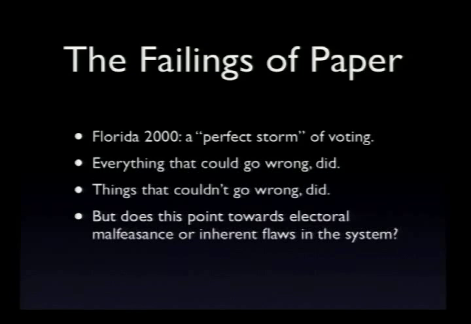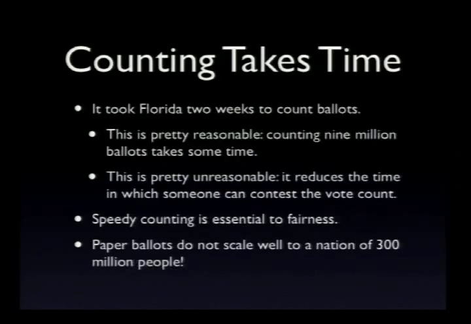So, given all of this, given the incredible failure, total disaster that was Florida 2000, can we say that it's electoral malfeasance, or can we say that it's a flaw inherent in the system? Exactly. There is no incompetency which cannot be turned into an attack, and vice versa. Now, first, let's talk about the major problem, the biggest problem that we faced in Florida. It wasn't in overmarked ballots, undermarked ballots. It wasn't in the disenfranchisement of people. It wasn't in the Palm Beach recounts.